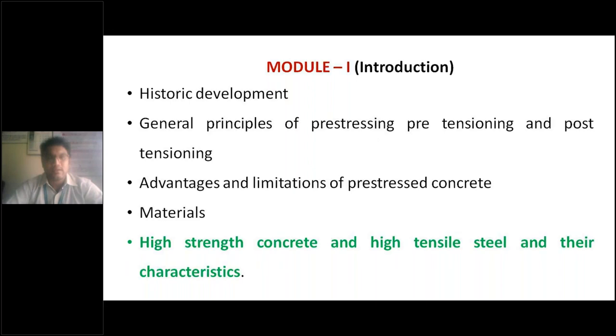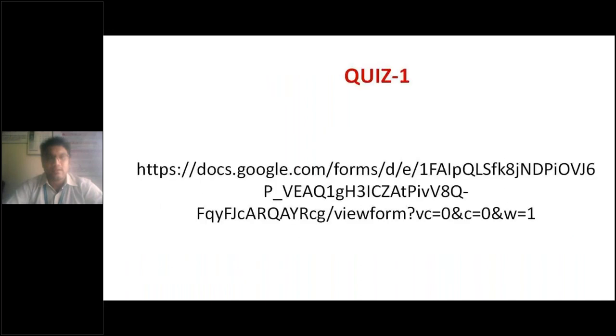After you complete the quiz, I will show you the assignment questions you have to answer from the first module. There are around 5 to 6 theoretical questions that you have to answer on paper, scan, and send. I will share a link where you have to upload your assignment answers, and I will evaluate them. This is quiz 1, which covers all topics in the first module: historic development, advantages and limitations, high grade concrete, high strength steel, and the different types of prestressing systems.